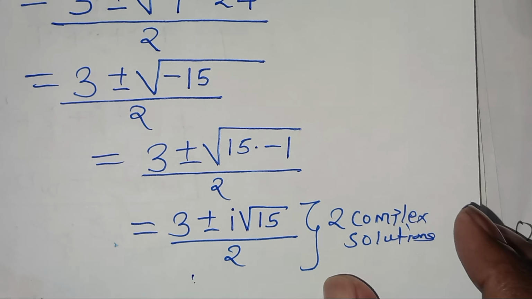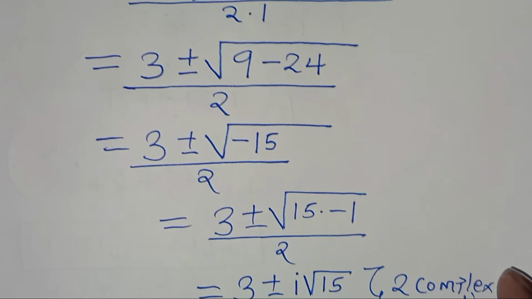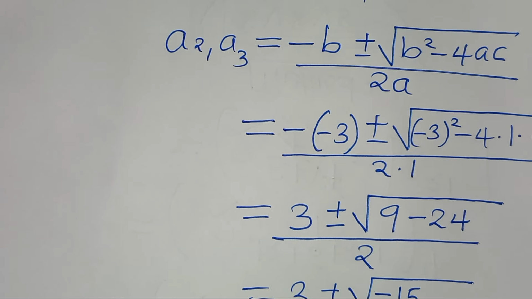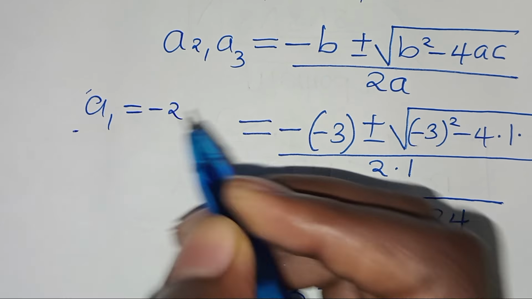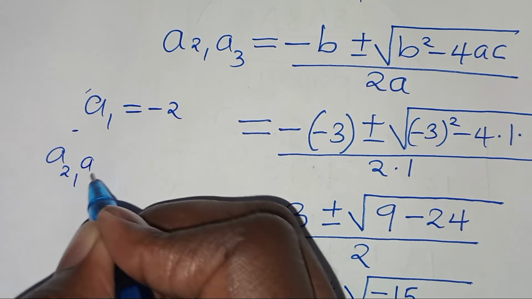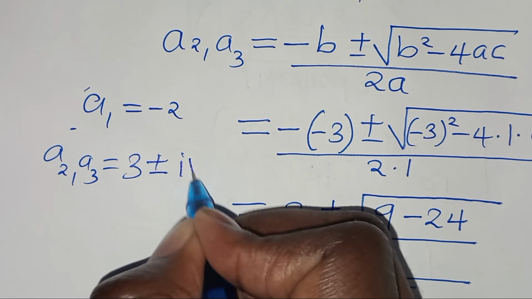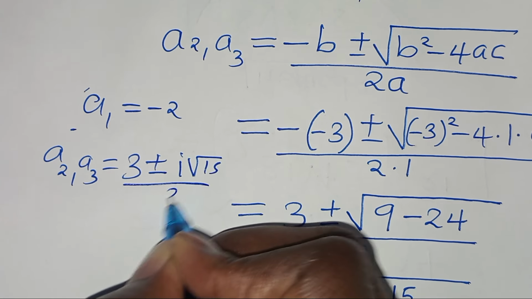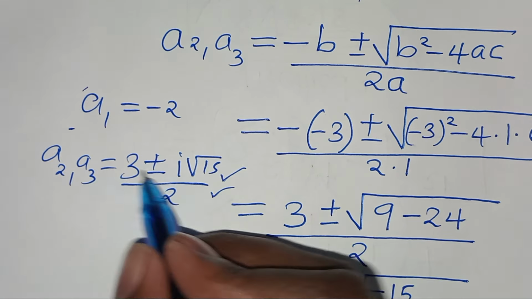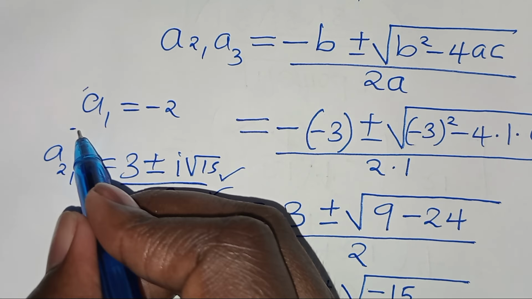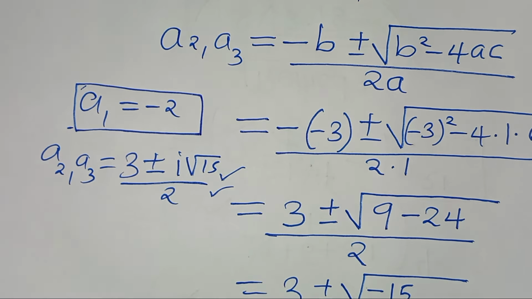So let's focus on a1. We have that a1 is equal to minus 2. a2, a3 is equal to 3 plus or minus i square root of 15 over 2. These are two complex solutions, which will not give us a real solution. So a1, which is minus 2, will give us a real solution.